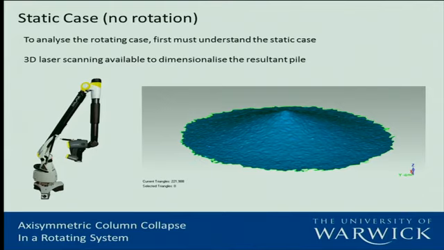Available to me for the static case was a 3D laser scanner, which enabled high accuracy, non-intrusive measurement. We're talking to the order of 10 microns up to 50 microns, which is obviously more than enough resolution. We have the laser scanner on an articulated arm, shown to the left here, which produces a laser stripe, which we then traverse over the deposit, and in real time this is translated into a point cloud, which we can then turn into a mesh of the resultant pile, as shown here.